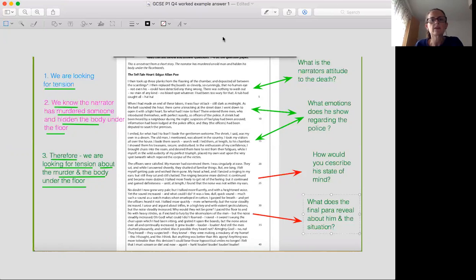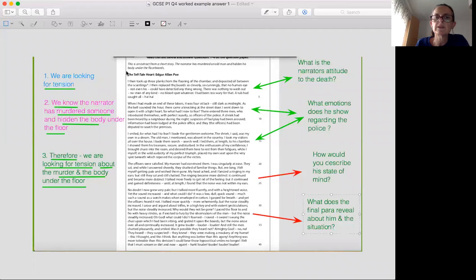So if we look at this question, down the left hand side, I've done the frame. So let's work in the frame. You can use this answer to build on the ideas that you've got already. So we know that we're looking for tension, okay?